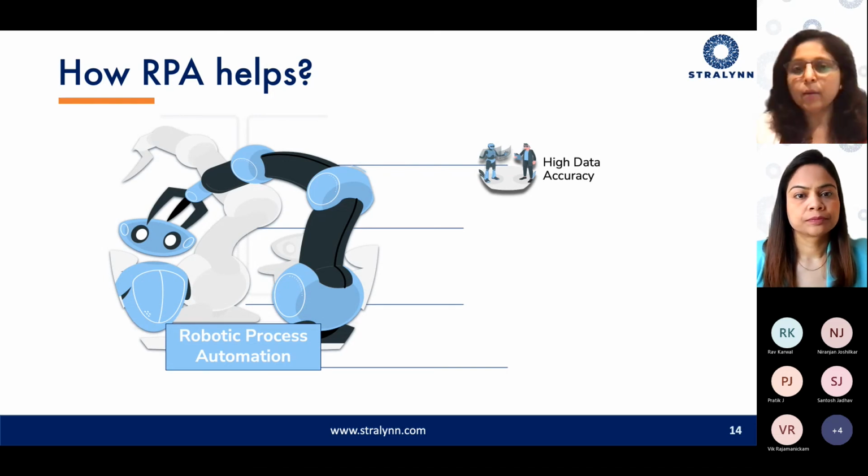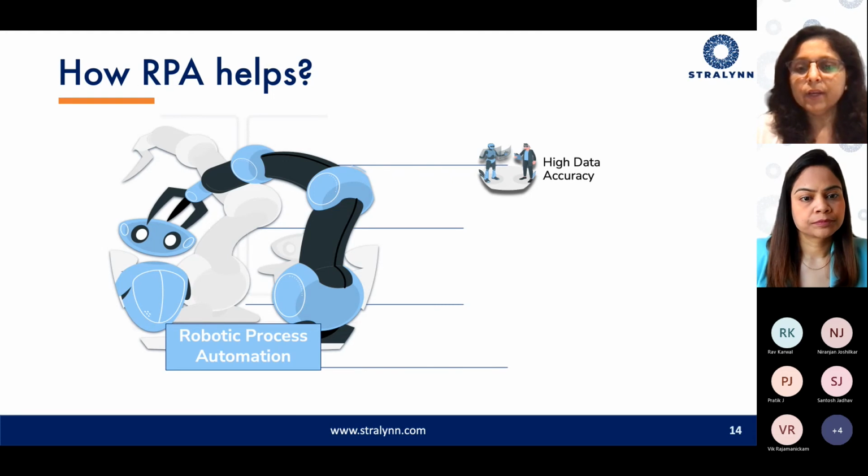Just jumping ahead to RPA, we can look at how RPA can enable it for you, right? So when you look at this whole planning phase, if you're considering RPA as one of your solutions, they provide a very high data accuracy.